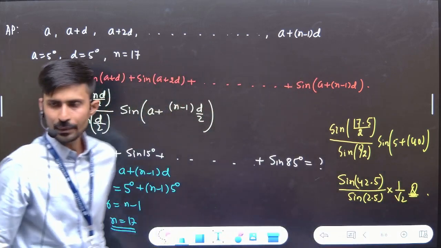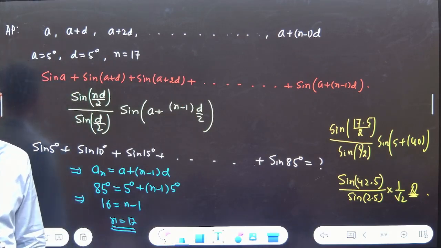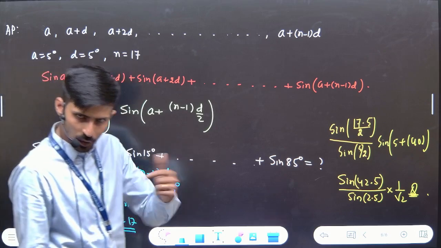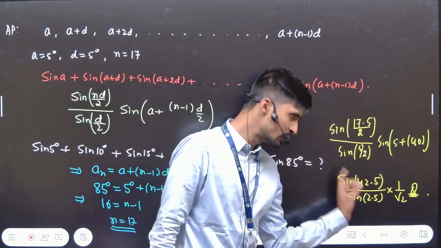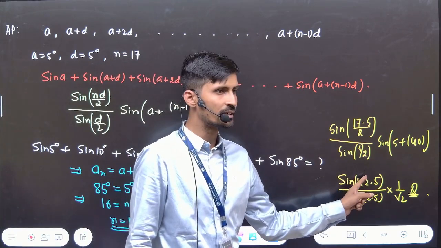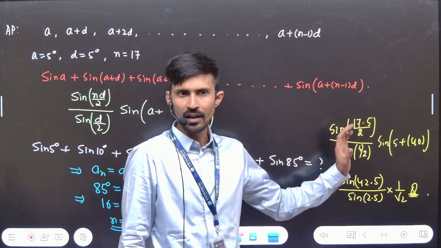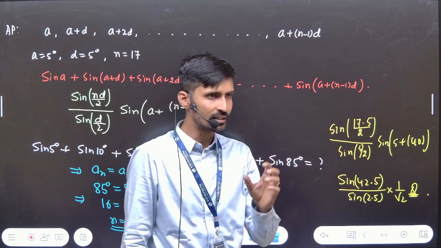Acha, see, I have taken this question randomly from my side, 1, 2, 3, 4, 5 like that. But when you get a question in the exam, this value you will be knowing. Suppose this becomes 600 degree or 400 degree. So remember, if higher angles are there, divide by 360 and put the remainder.